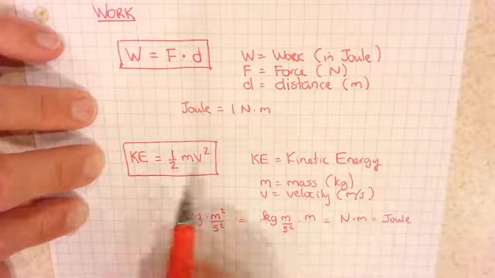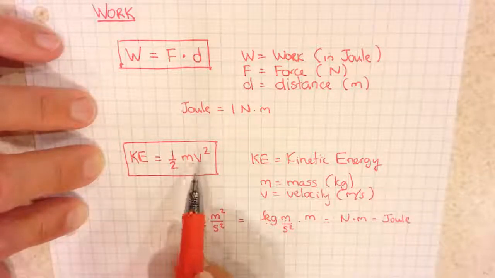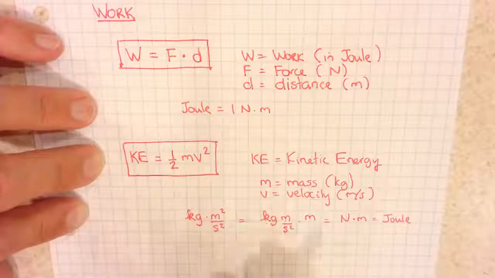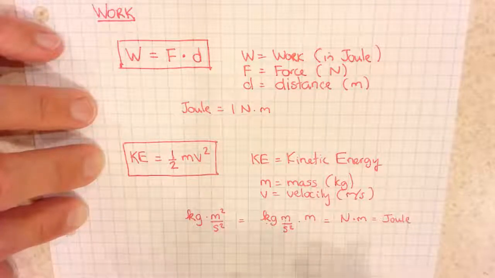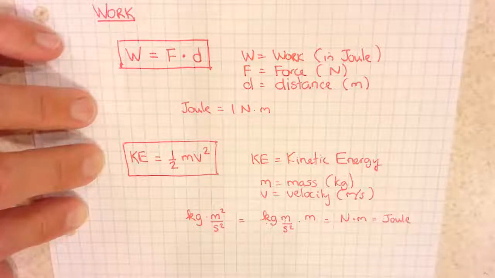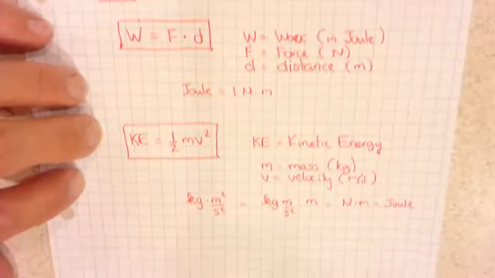So if something's in motion, you can calculate how much energy it has using this formula, and that would be how much energy it would take in order to get it moving. So that's our second equation we're going to use.